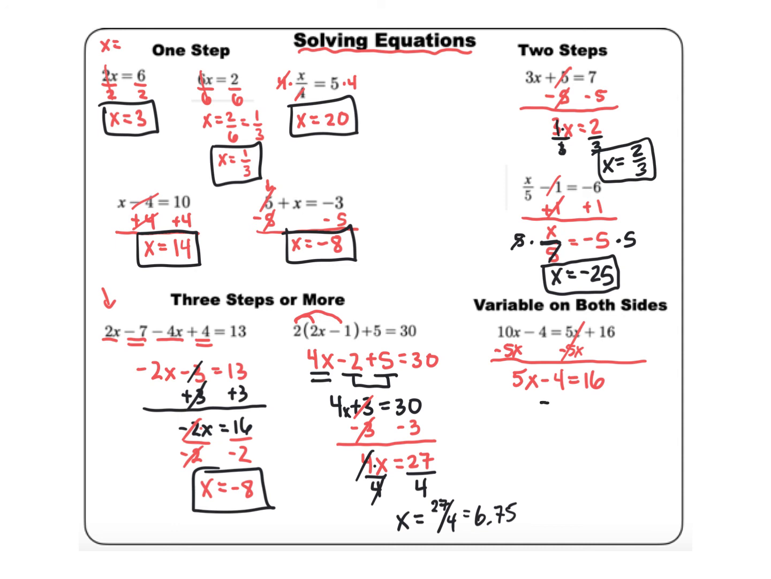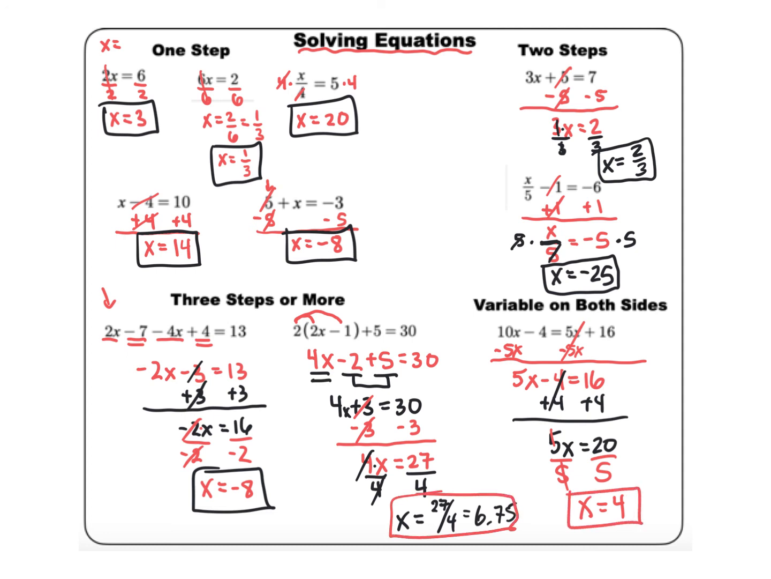I'm going to add 4 to each side, opposite operation. So I get 5x equals 20. And then finally, I'm going to divide by this 5 here. Let's cancel out. And at the end of the day, I'm going to get x equals 4. And let me go ahead and box all my answers up. And that's how you do that.